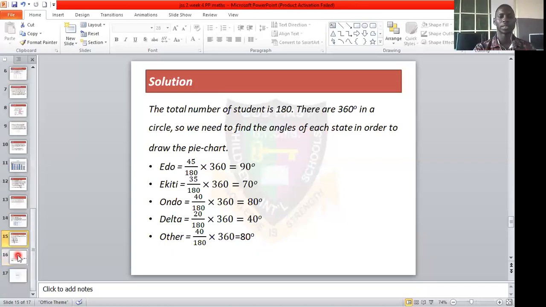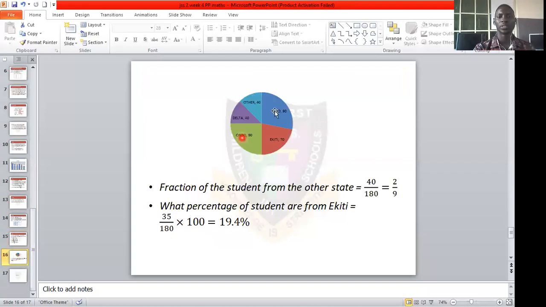So this is the pie chart. You can see Edo 90 degrees, Ekiti 70 degrees, Ondo 80 degrees, Delta 40 degrees, and others 40 degrees. So you bring out your protractor in case you want to draw it perfectly, and draw equal angles very, very well. So these are your results.